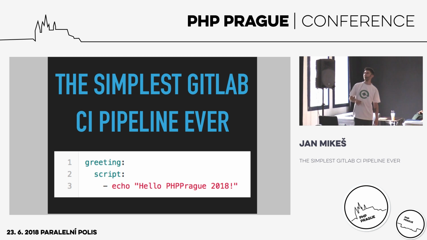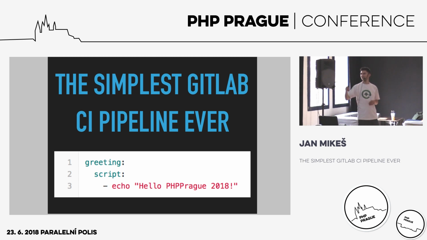So, this is how, in my eyes, the simplest GitLab CI pipeline looks like. These 3 lines will do something for you. In this case, it will just print, hello, PHP Prague, and yeah, now you have CI, GitLab CI pipeline. That's everything you need. Just 3 lines of code. It's cool, right?